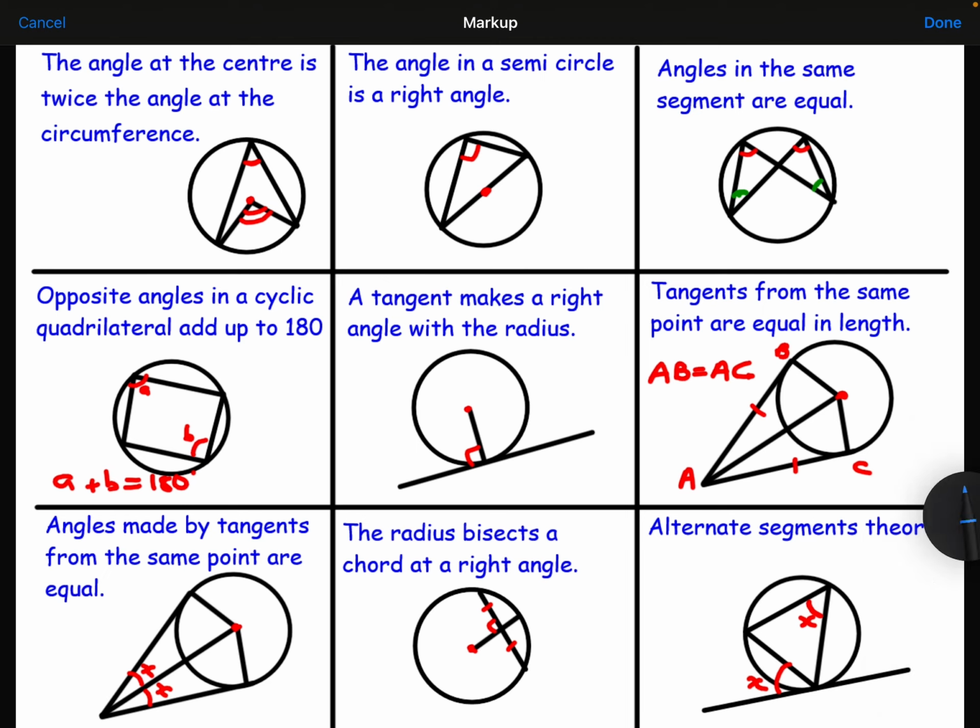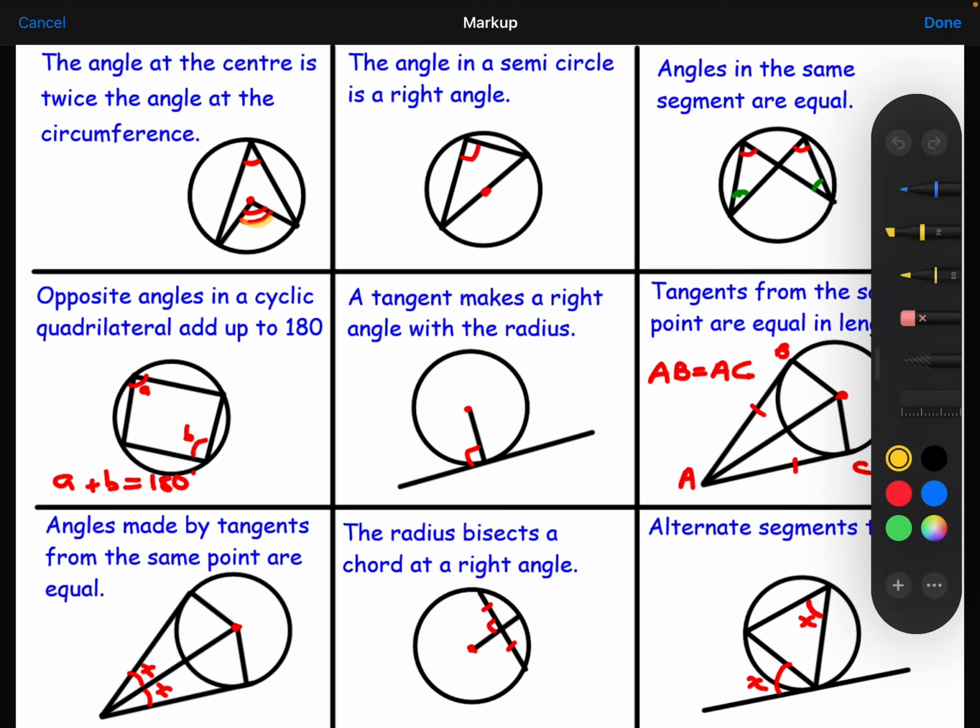First of all, the angle at the centre, so this angle here, is twice the angle at the circumference. Second, the angle in a semicircle, so this here is the diameter, splitting that circle in 2. The angle in a semicircle is always a right angle, always 90 degrees.